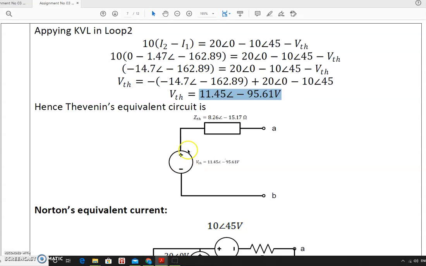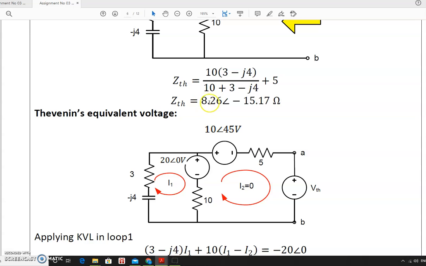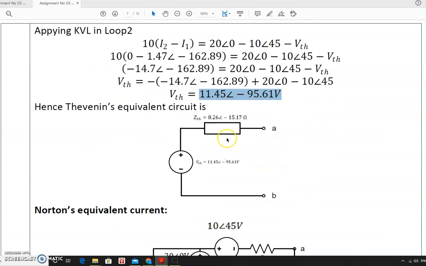Thevenin's equivalent circuit is a voltage source behind the Thevenin's equivalent impedance. So voltage source is equal to 11.45 at an angle of minus 95.61 volt, and ZTH, which we have calculated here, 8.26 at an angle of minus 15.17. This is the Thevenin's equivalent circuit.